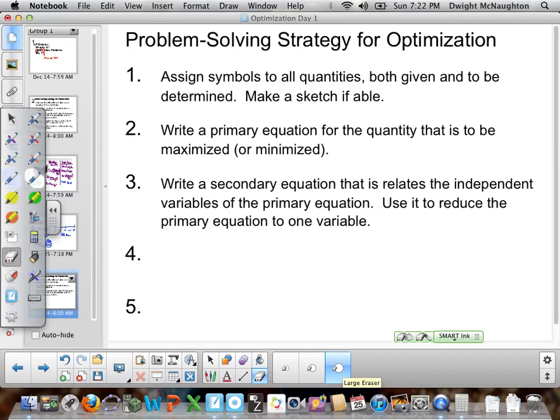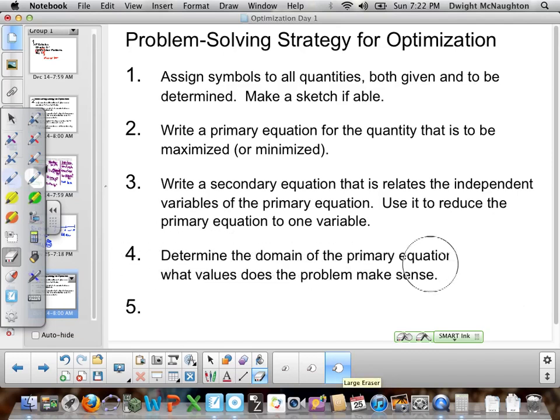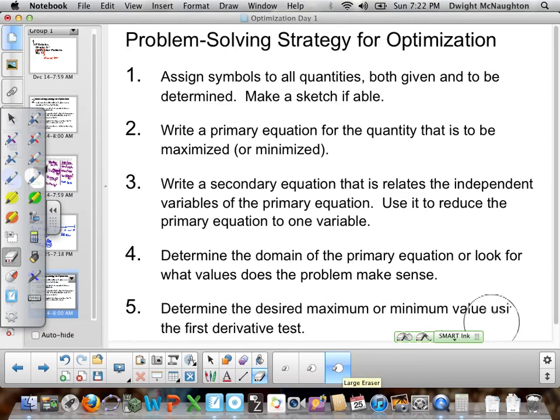Determine a reasonable domain. Again, look at the application, look at the situation, what makes sense. A lot of times, negatives don't make sense in some of these situations, particularly if you're talking about volume. You can't have negative volume. You can't have negative cost. You can have negative profit. So if it's a profit situation, be careful. And finally, do your first derivative test to find your max or your min.